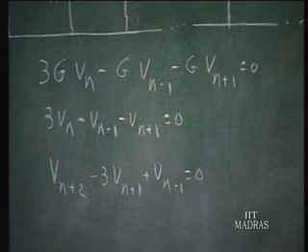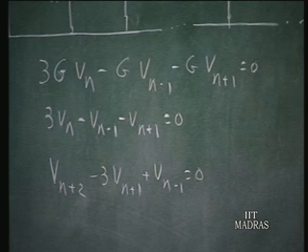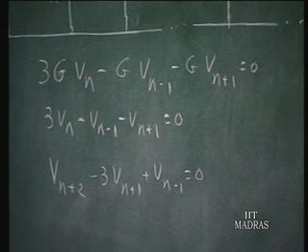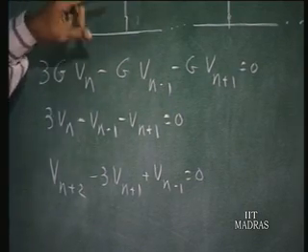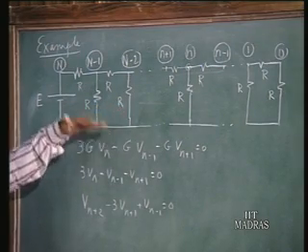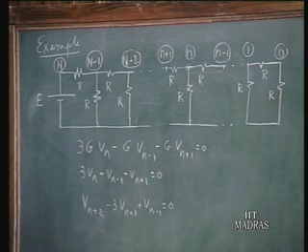Now note that the independent variable n here is not indicating time, but the independent variable here is the position of the node in the ladder network. So this is in contrast to the discrete time system, where n indicates an instant of time, but here it indicates the index of the node. So this is the difference equation.